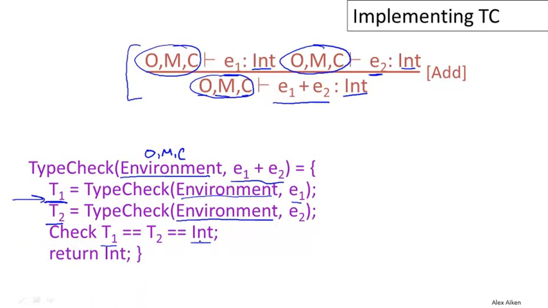And if that check doesn't succeed, presumably there should be some code in here to print out an error message. But if both T1 and T2 are in fact integers, then the type of the whole expression is also an integer. So that's what's returned by the outermost call here to the typecheck function.